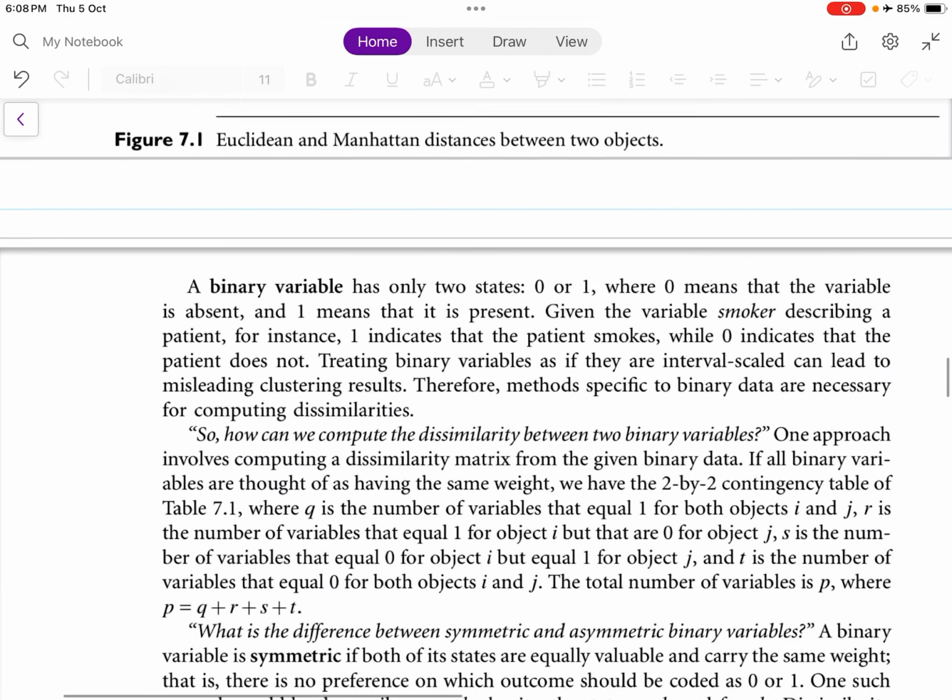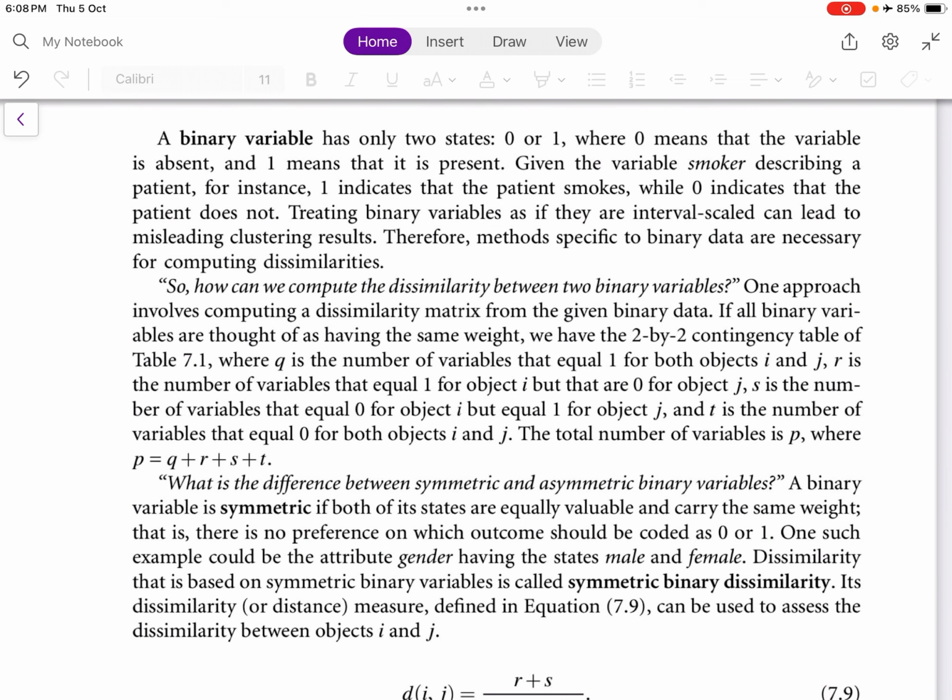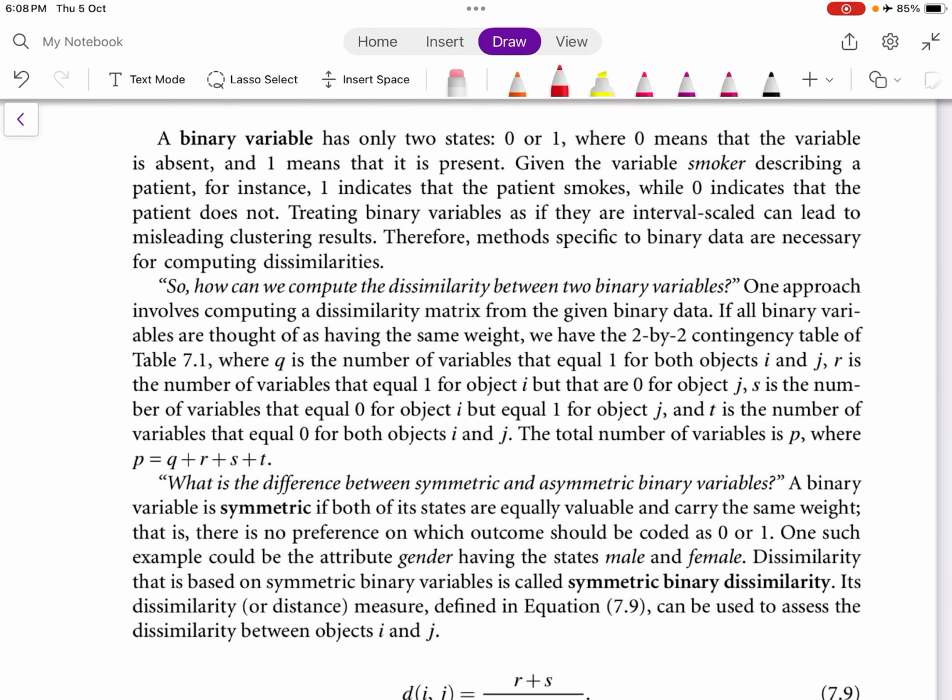A binary variable has only two states, 0 or 1, where 0 means the variable is absent and 1 means that the variable is present. Given the variable smoker describing a patient, for instance, 1 indicates the patient smokes while 0 indicates that the patient does not smoke. So in binary we know that there are only two values, that is 0 or 1. 0 means the event is absent, the event is not occurring. 1 means the event is occurring.